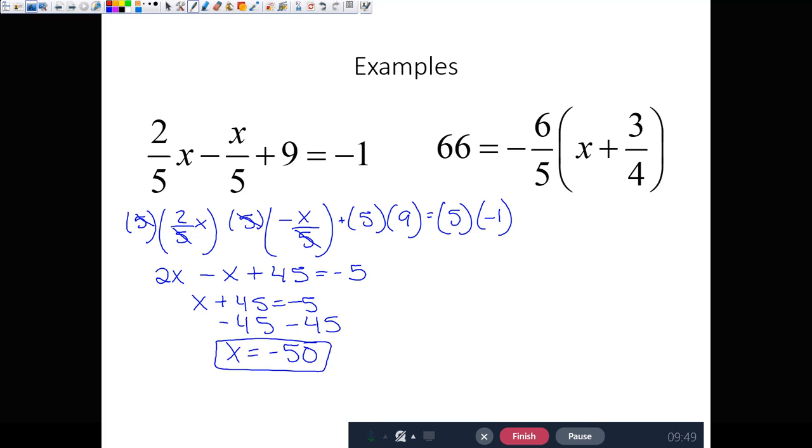Okay. So my next equation, the first step is to distribute. Do I have a number next to parentheses? Yes. So I have to distribute before I eliminate my fractions. So I'm going to multiply negative 6 over 5, which is negative, by x, so it'll be negative 6 over 5x. And then I'm going to be multiplying negative 6 over 5 times 3 over 4. So what's 6 times 3? 18. And 5 times 4, 20. Which I can reduce this, right? Yes. To 9 over 10.